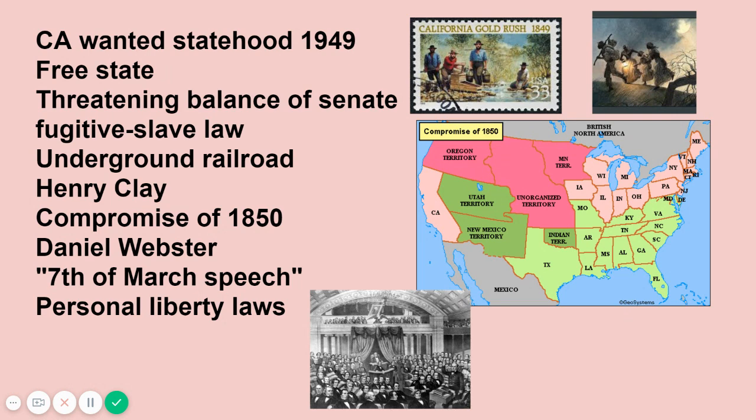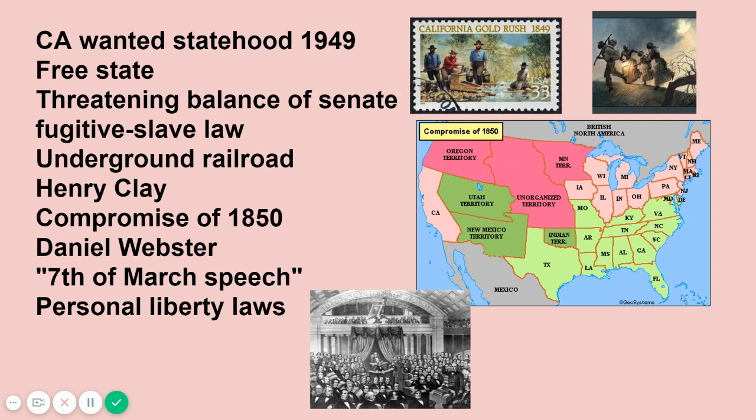Why? Because the North now has more senators with California. And when it came to this new fugitive slave law, the northern states found creative ways, loopholes. They found creative ways to not enforce the fugitive slave law. An example of that is what's called personal liberty laws.